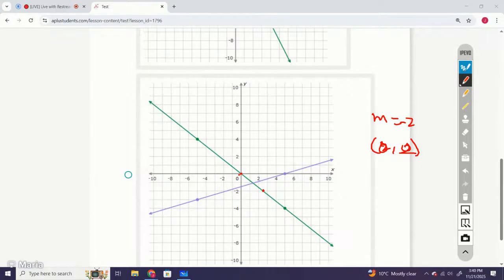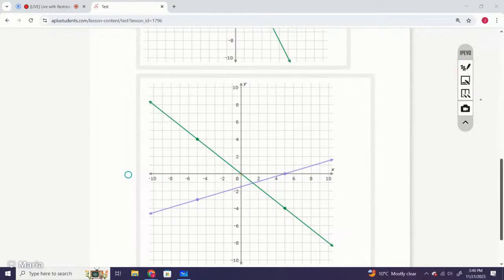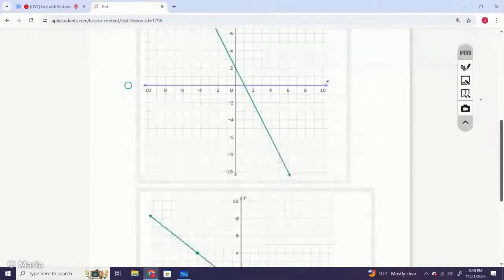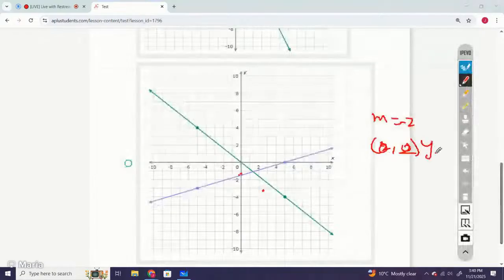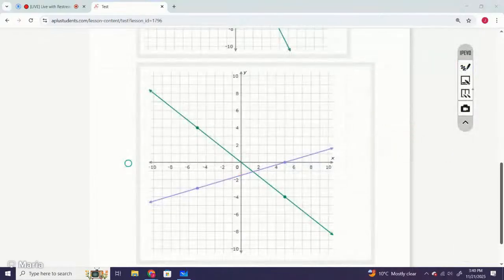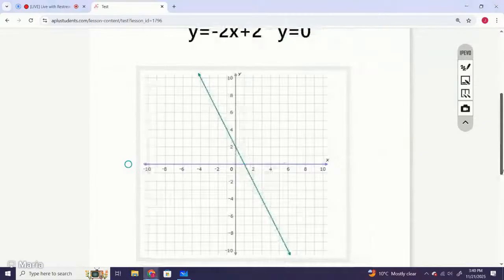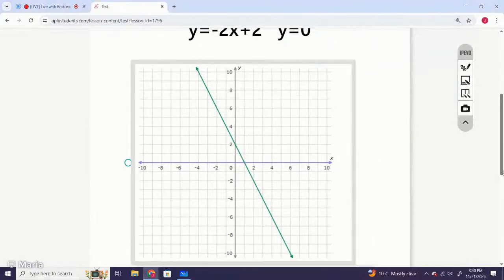And for the second equation, I forgot the equation, y equals 0. Option number 1 is the correct option.